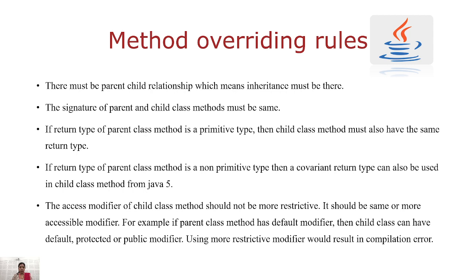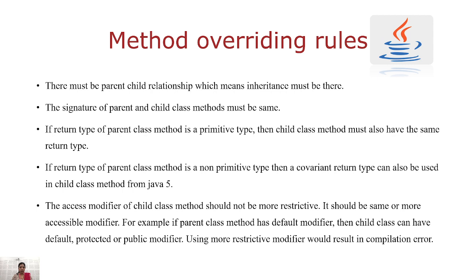So if the parent class method has a primitive return type, then the child class must also have the same primitive type. And in case of a non-primitive type, a covariant of the return type can be used, but it should be a similar type.